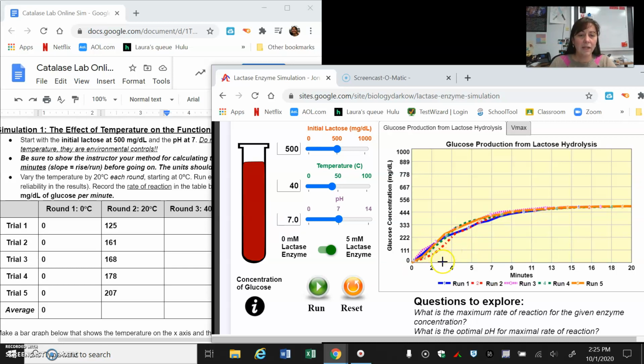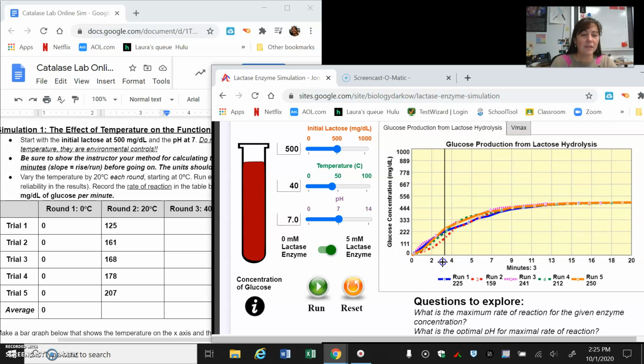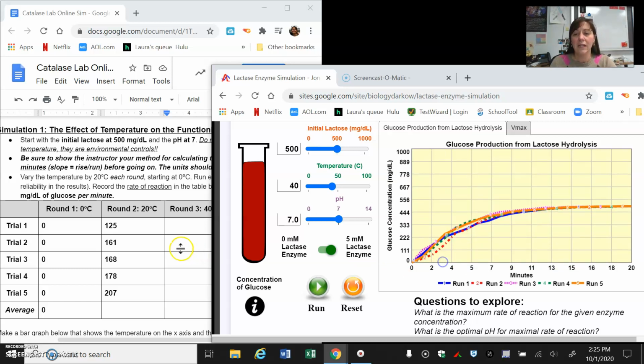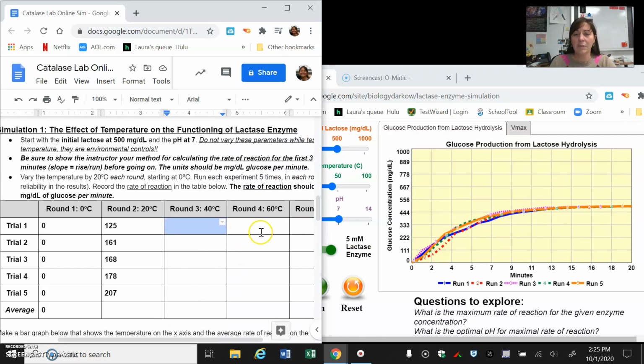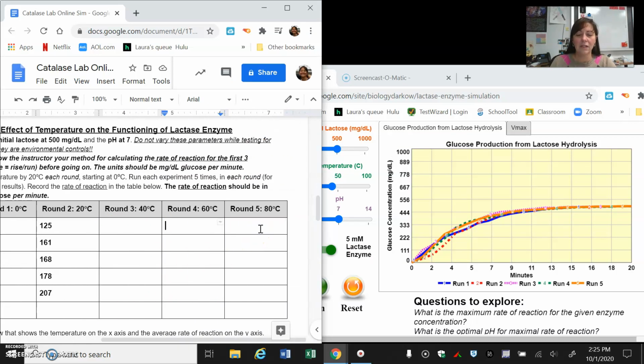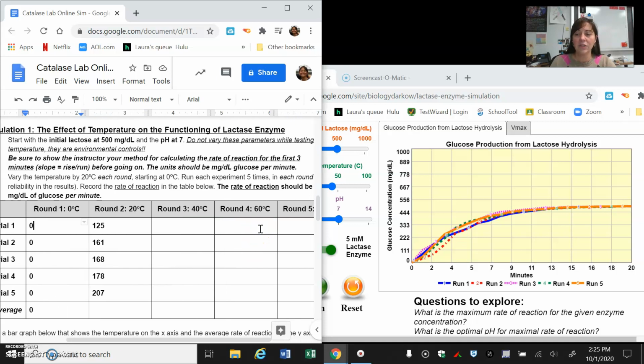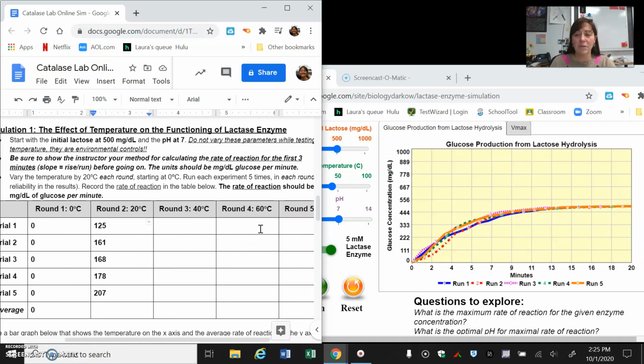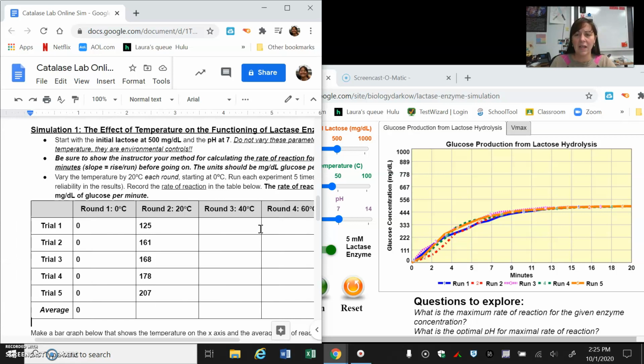Okay, and so again, I go to minute 3. It says 3 minutes. I got 225, 159, 241, 212, and 250. And that's what I'm going to record over here. I'm going to do the same thing for 60 degrees and then 80 degrees, and again, calculating the average as I go. So calculating that would be adding up the 5 numbers and dividing by 5 to get an average.